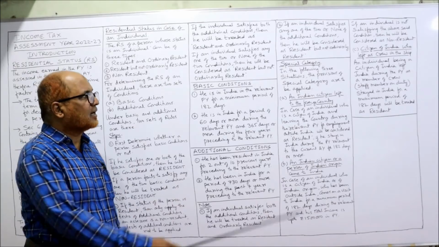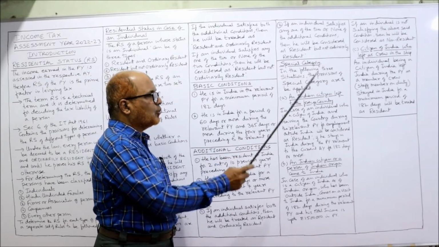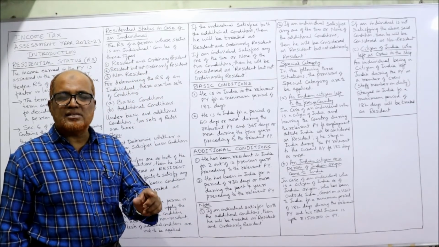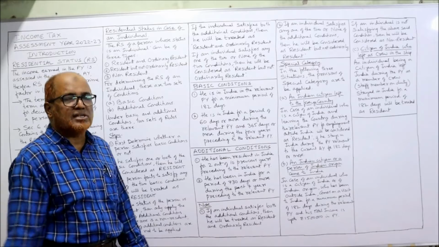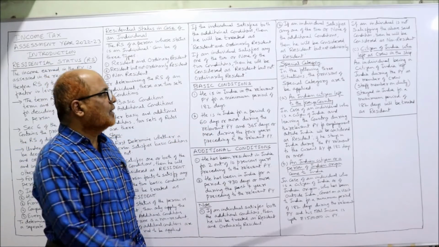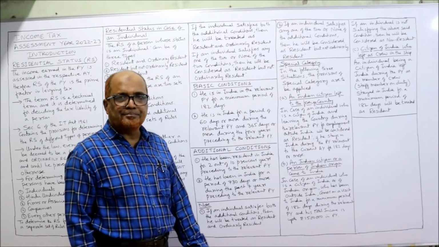Who are the special category of persons? In the following 3 situations, the provisions of the special category are to be applied. There are 3 cases. In those 3 cases, only the first basic condition is applicable, and the second basic condition is not applicable. Now, first, an Indian citizen who leaves for a foreign country.